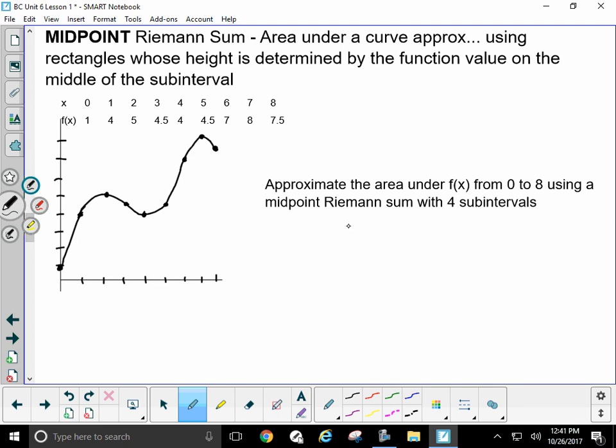So, 4 subintervals. We've done it before. The width is 2. I'm going to use green here. 0 to 2, 2 to 4, 4 to 6, 6 to 8. But go to your base. Go over the middle of your base. The function value over the middle of your base is the function value you will be using. So for my 4th subinterval, I'm going over the function value in the middle. I'm going to be using that value. Okay, go ahead and do the calculations.